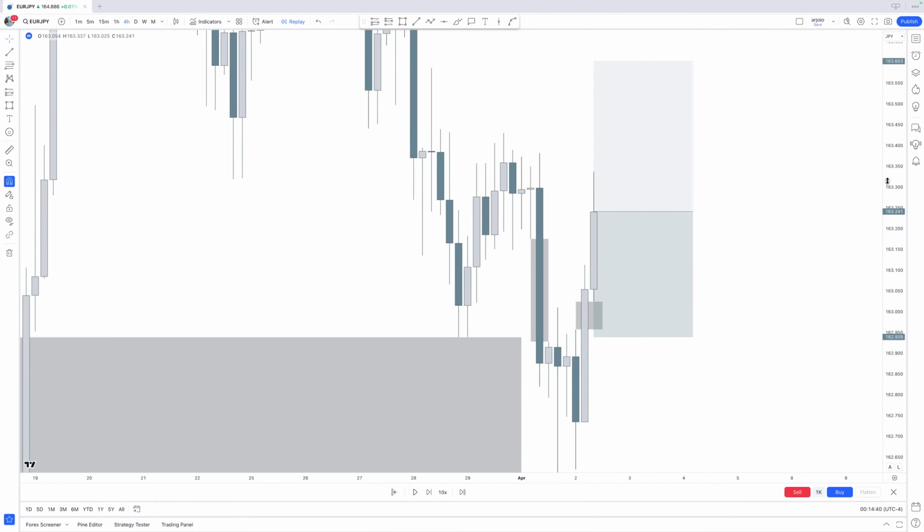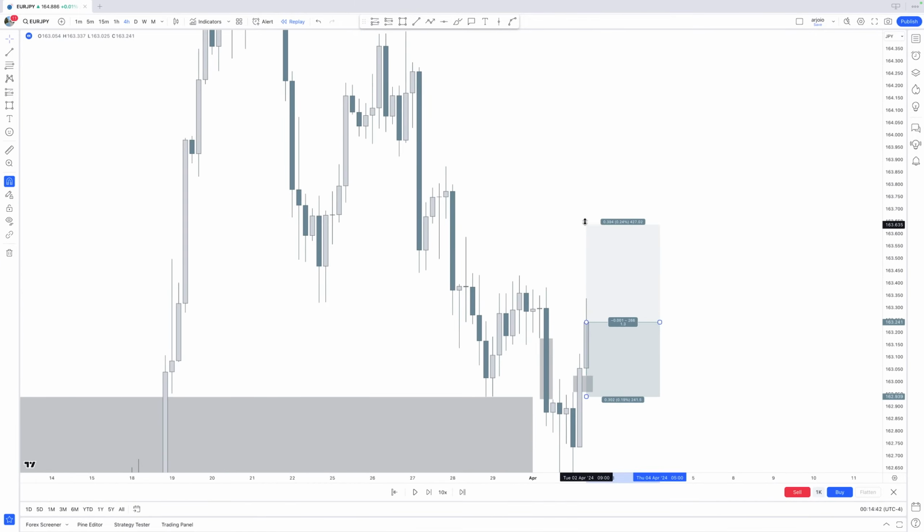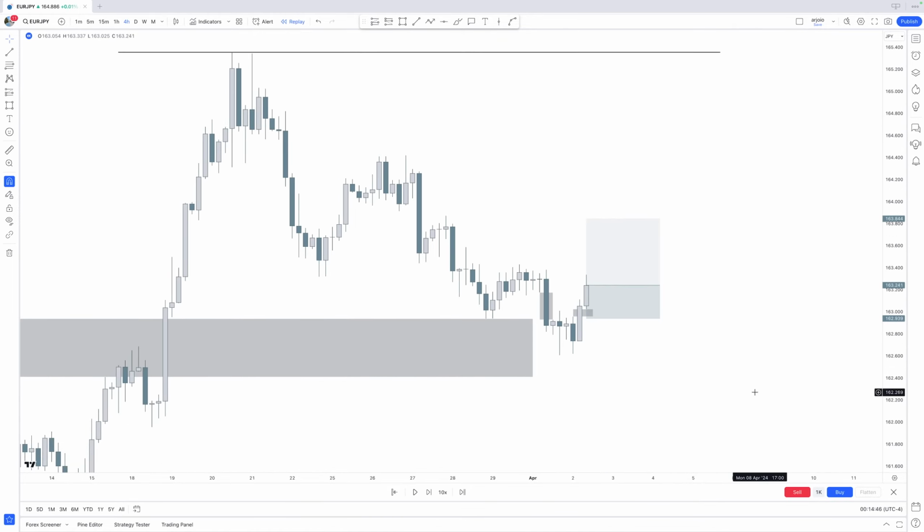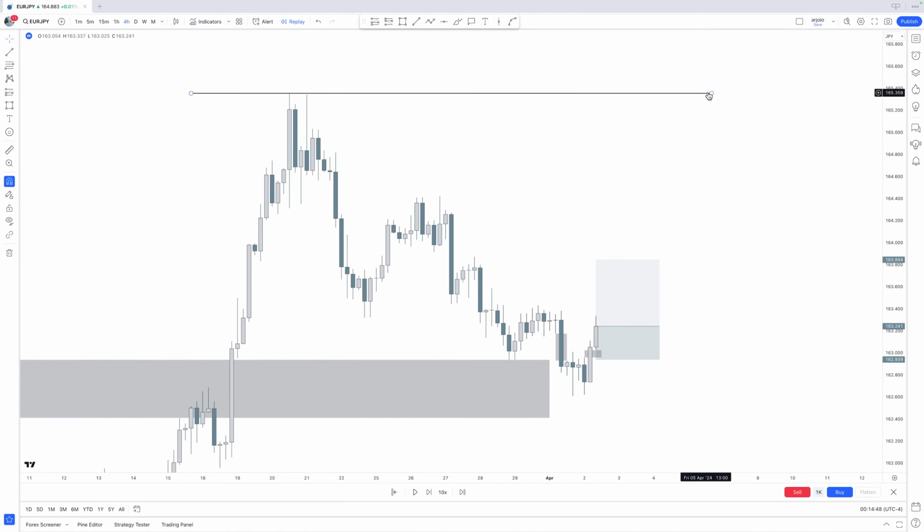Now I do this when there's a 1 to 2 RR right here inside the context area. So what is the context area again? It's from this discount array towards this premium array.